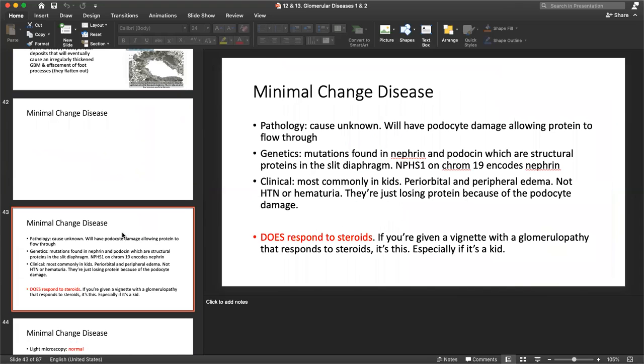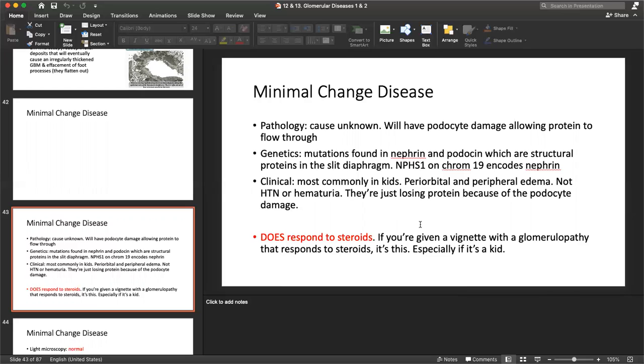Okay, minimal change disease. This is the one that is in kids. I don't think the genetics are as important on this one. They're going to have periorbital and peripheral edema. So you're going to say a kid that was fine, and then all of a sudden they've got big swollen feet and swollen under their eyes, around their eyes. They're just losing protein because there's damage to the epithelium or podocyte. And this is the one that responds to steroids.